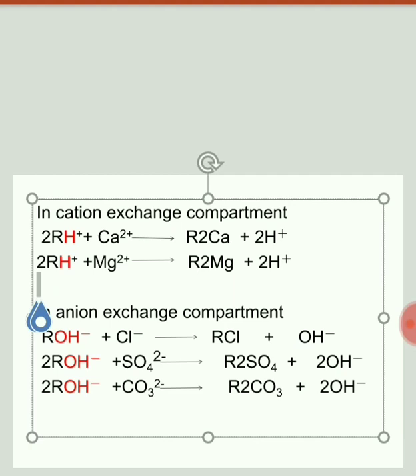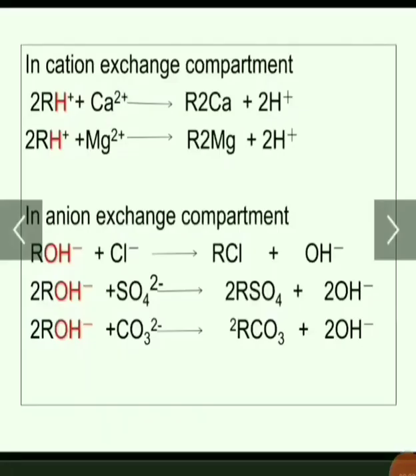So first, water is passed through the cation exchange compartment. Water is free from cations. Next, it is passed through the anion exchange compartment. Water is free from ions. The ion exchange resins get exhausted, that is, used up. We can see here the active state is RH plus. This H plus is replaced by calcium and magnesium. Now this one is a used up resin, so it can't be used for another ion exchange process. Before that you have to regenerate the ion exchange resins.